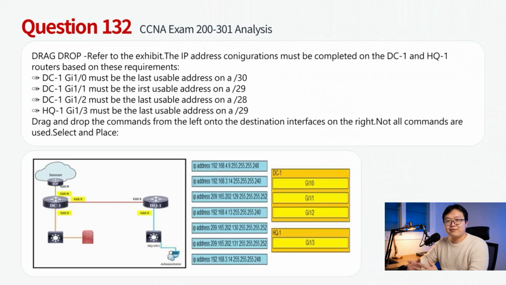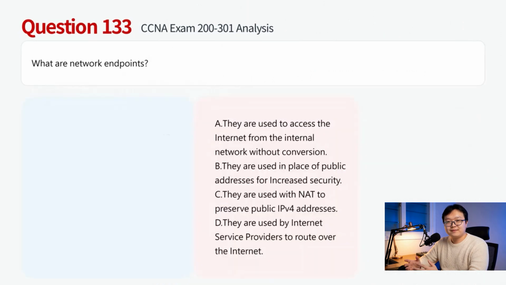Each requirement specifies the position of the usable host address within a given subnet mask. For a /30 mask, the last usable address is the second host address in the block. For /29, the first usable address is the first host address, and the last usable address is the sixth host address. For /28, the last usable address is the 14th host address. The commands are matched based on these calculations. Therefore, the answer to this question is shown in the figure above.